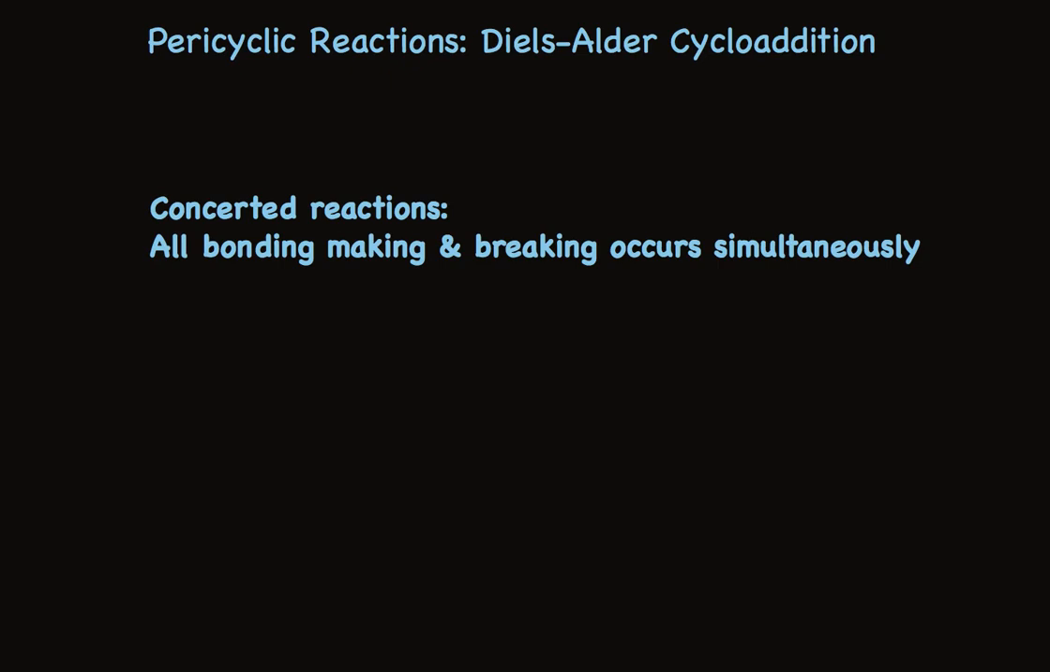These are movements of pairs of electrons, two at a time, to make and break bonds, all happening at once. Quite different from the charge-driven reactions we've seen, and also quite different from the radical reactions, where we're talking about one electron movement. Take a look at this Diels-Alder reaction.